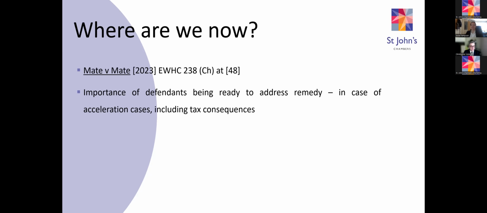However, there is a hint at how the court might deal with it in the recent case of Mate and Mate, which was handed down in February this year, and which Chris has already taken us through in relation to whether an equity was established. Although the proprietary estoppel claim failed, the judge did give short shrift to the suggestion on behalf of the defendants that while the expectation was the starting point, the equity should be satisfied by reference to the detriment suffered.